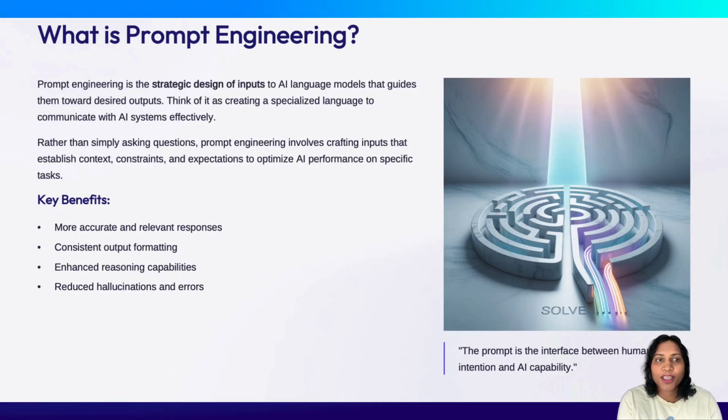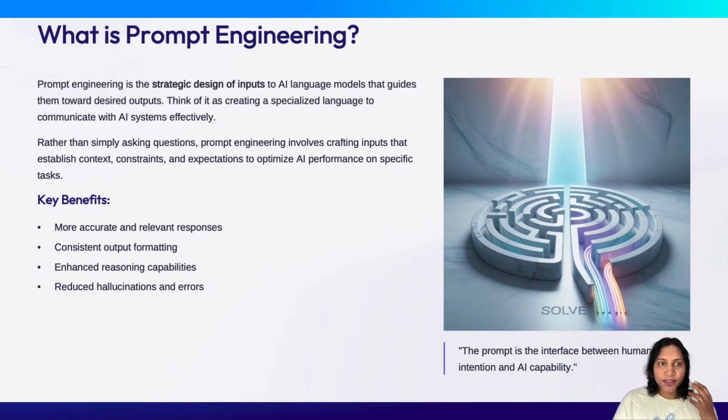Let's jump in. So what is prompt engineering and why is everybody talking about it? Prompt engineering is the strategic design that can actually help you provide input to the models and guide them towards the effective output that you're looking for from the systems. It's about creating a specialized language to communicate effectively with AI systems rather than just simply asking a question.